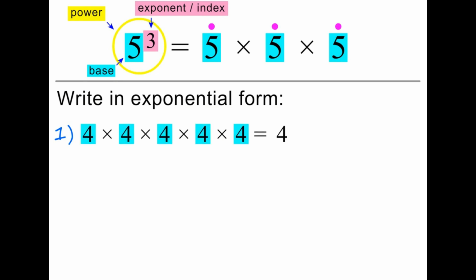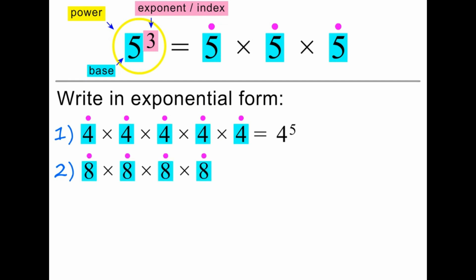The base is the number that is being multiplied by itself, and the number of times it is multiplied gives the exponent. Please pause and try the next one on your own first. Here 8 is being multiplied by itself 4 times. So the base is 8 and the exponent is 4. How did you do?